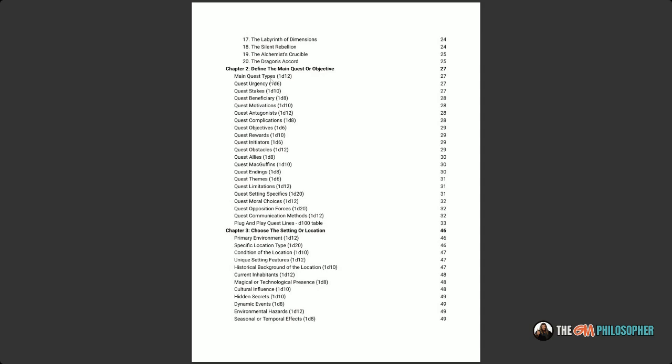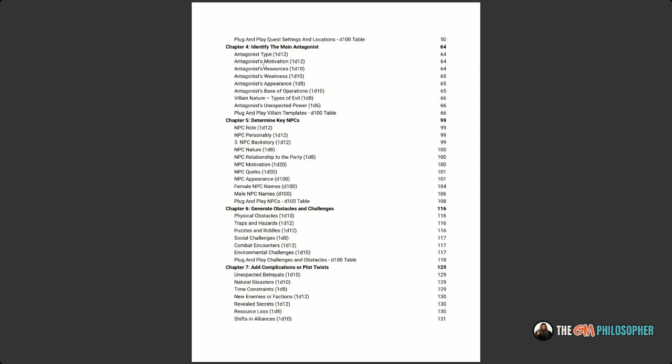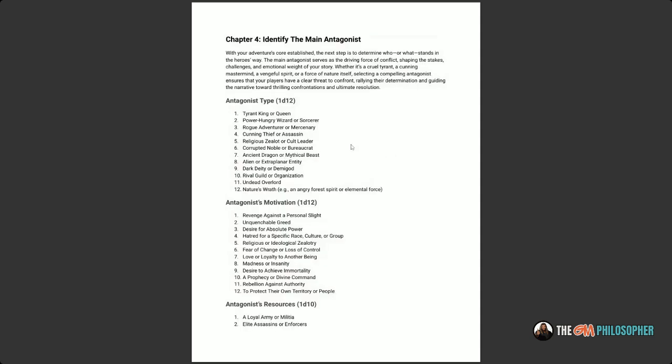But let me just show you what I roll on for villains. I'm going to show you just the categories that I roll on. So Chapter 4 is all about identifying the main antagonist. When we come to this chapter, these are the types of things I might roll on. I might roll on what's the antagonist type. What is their motivation? Is it revenge against a personal slight, unquenchable greed, desire for absolute power, right? These really help to fill in the blanks for what a villain is thinking and why they're doing what they're doing.